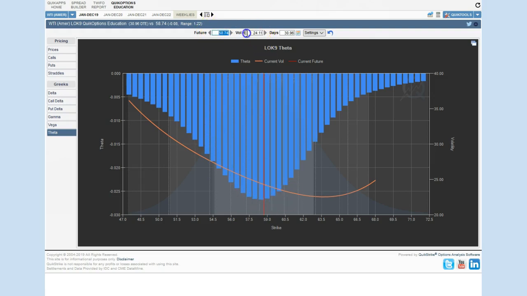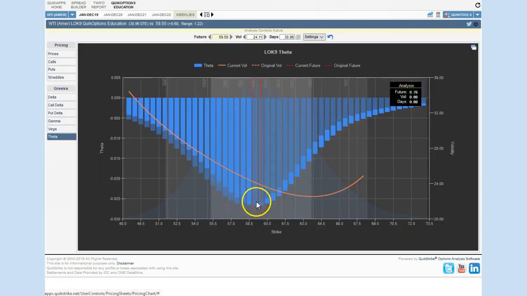But let's do the same thing here. Let's move this to 59.5 and see what happens. So our futures move. We're going to see a shift in where the Theta gets bigger and where the Theta gets lower. Again, moving towards, we get a little bit bigger. Moving away, we get a little bit smaller.